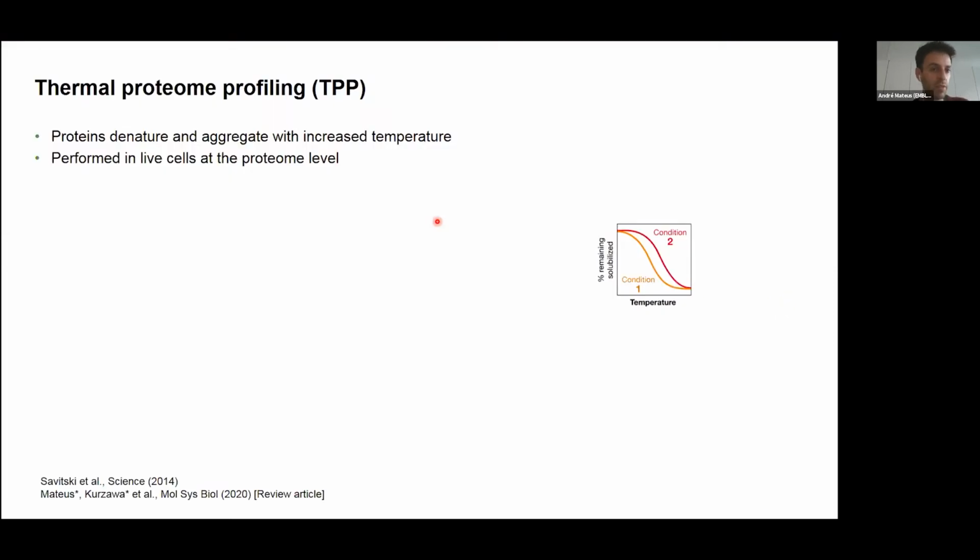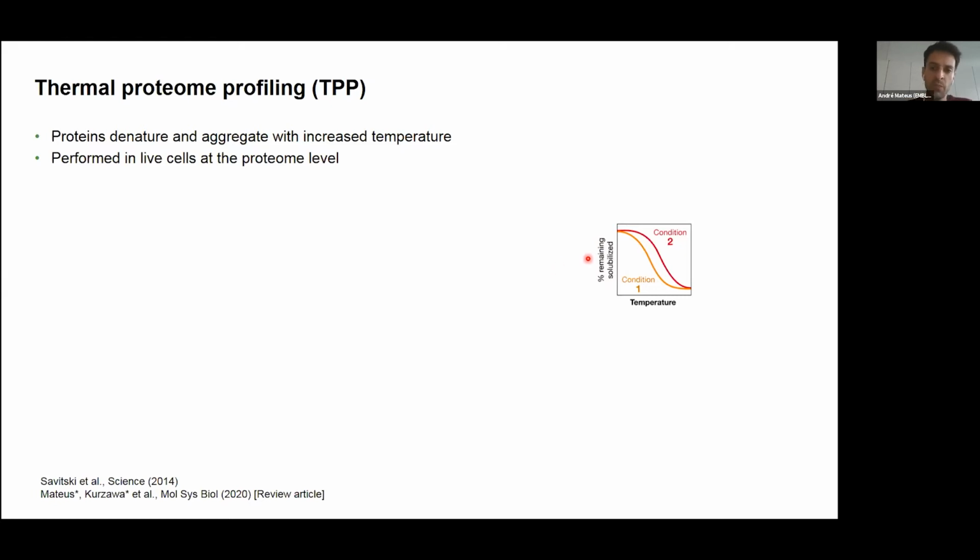The principle behind it is very simple. When you heat up proteins, they denature and aggregate. So if we monitor the remaining soluble fraction as a function of temperature, we get something that resembles a melting curve. Now with TPP, we do this in living cells and at the proteome level, which means that we get one of these melting curves for every protein of the proteome.